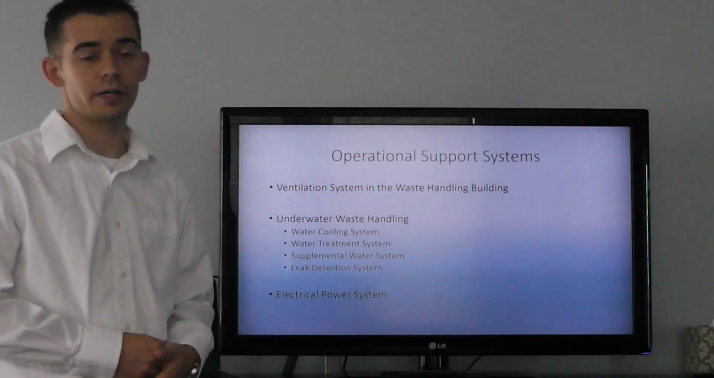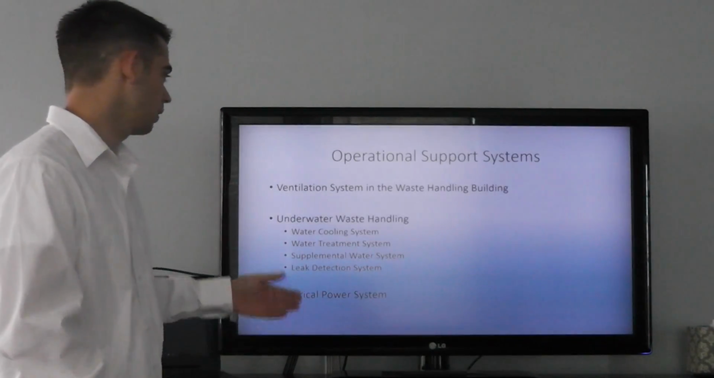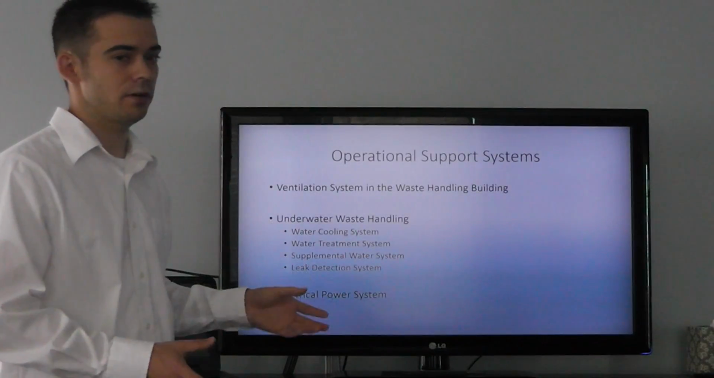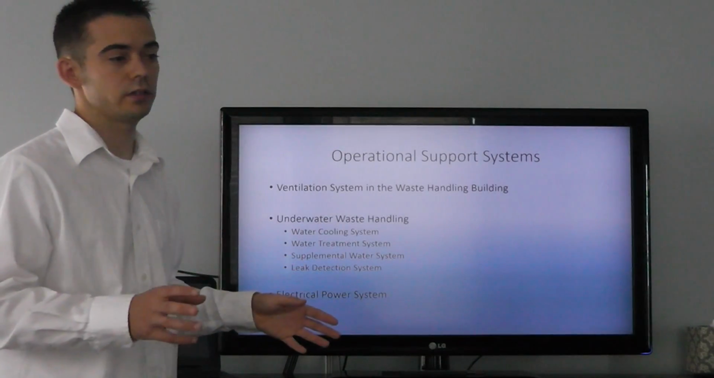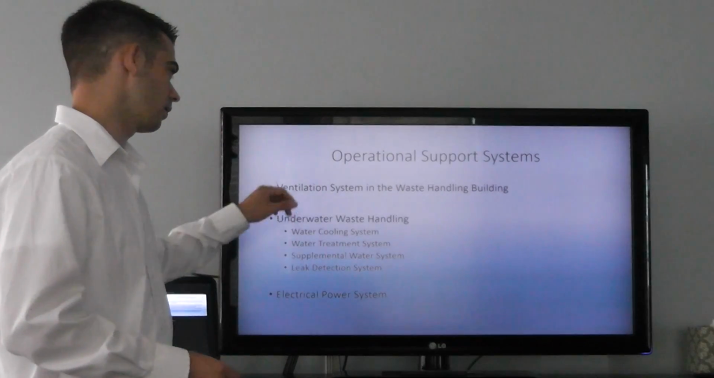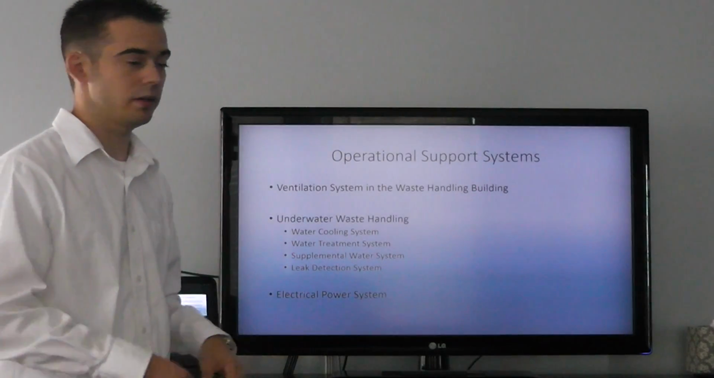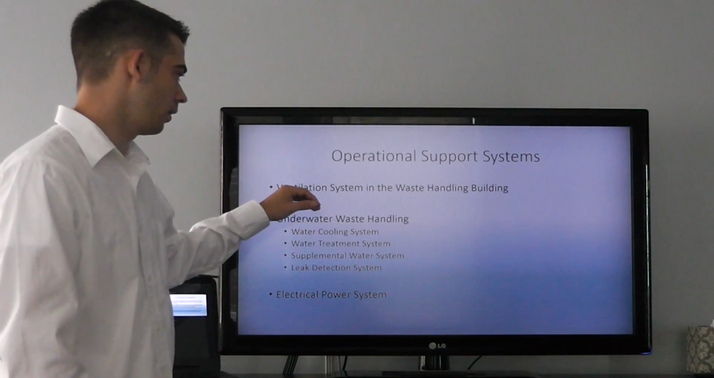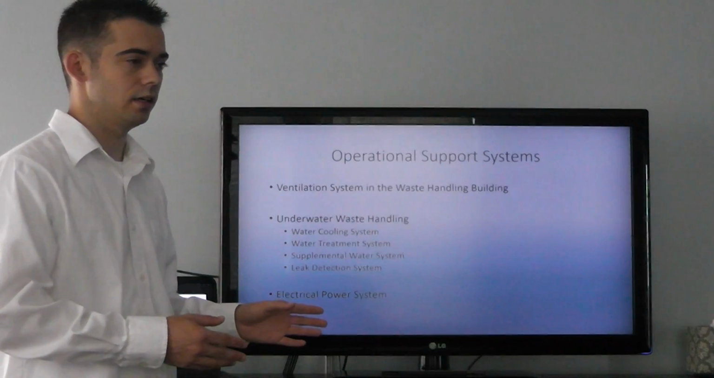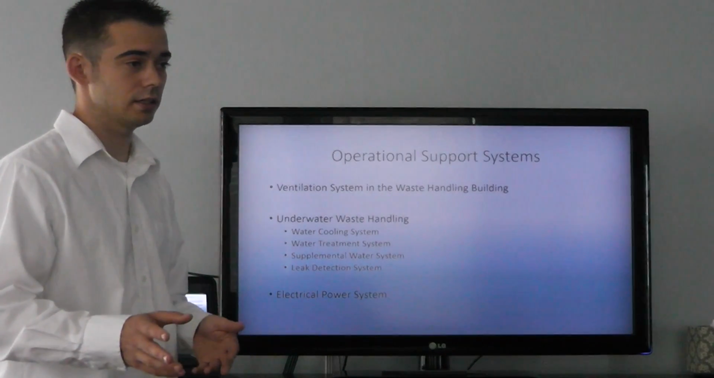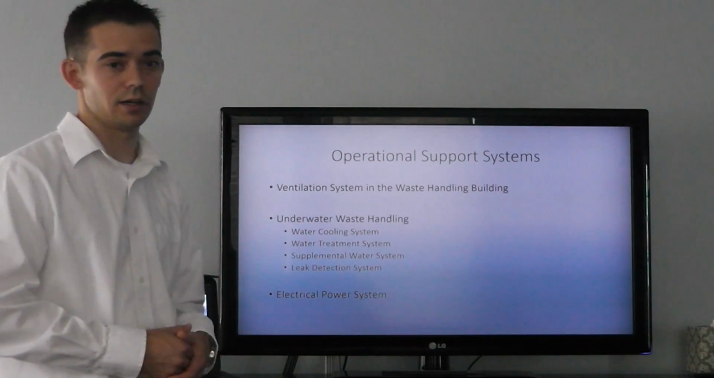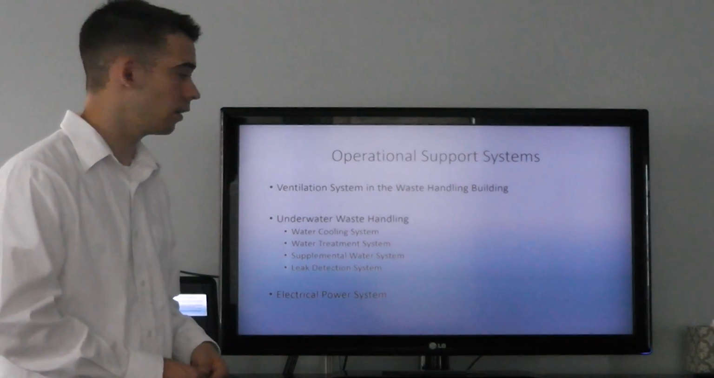Alright, so from here we're going to go into the operational support systems. We have a ventilation system in the waste handling building, and for that we have separate ventilation systems, contaminated and uncontaminated. So if you're in a contaminated area, your uncontaminated ventilation systems will never meet. And also, like I mentioned earlier, there's an airlock, but essentially they use air pressures between the contaminated and uncontaminated areas to prevent contaminated air going into uncontaminated areas, just with air pressure.